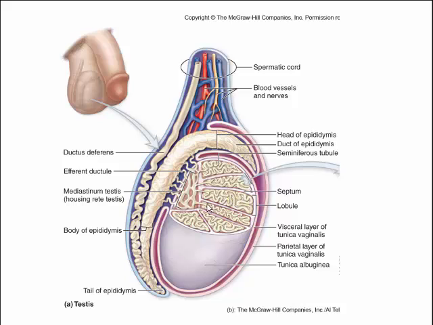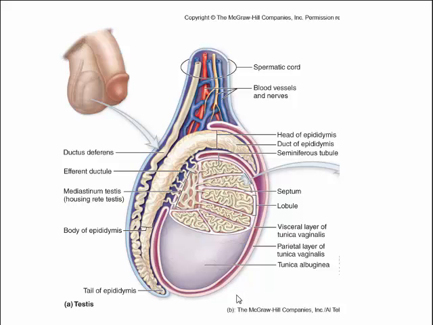Sperm, once it's produced, will move through the seminiferous tubule and into this series of ducts. This network right here is called the rete testis, and the ducts that leave the rete testis enter the efferent ductules, which go into the head of the epididymis. The head of the epididymis has multiple ductules, but by the time you get into the body of the epididymis, there is a single duct. The tail of the epididymis makes a hairpin turn, and the duct of the epididymis is continuous with the ductus deferens.